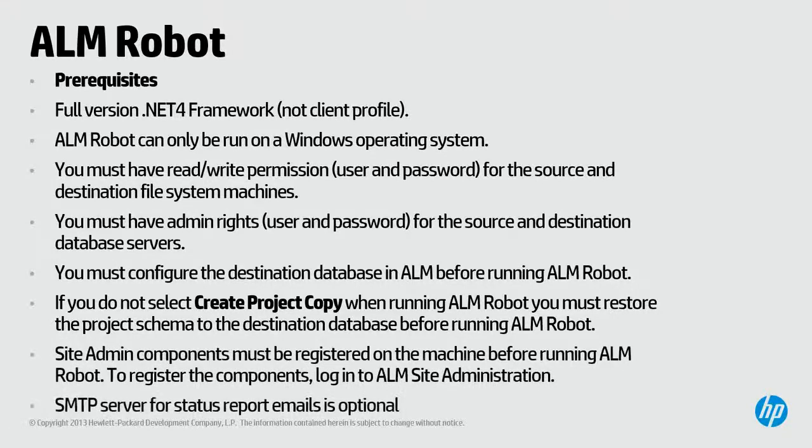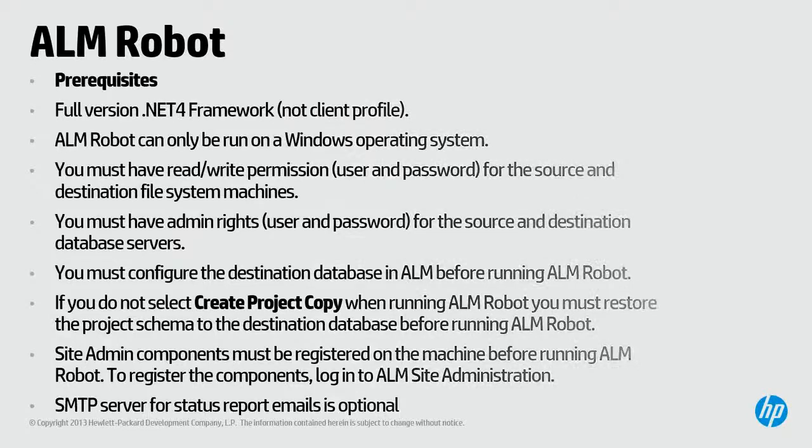Okay, so site admin components must be registered, and an SMTP service is optional. We use port 2525. I put in an enhancement request for the development team that created this. If you're not talking on SMTP on port 25, you're not going to be able to send out emails from Robot. They're going to try to change that so we can specify a custom port for SMTP.